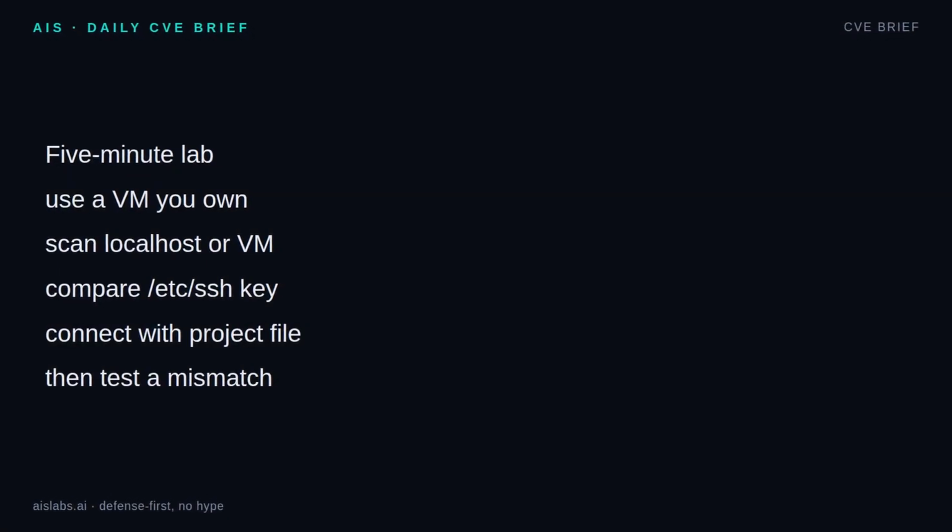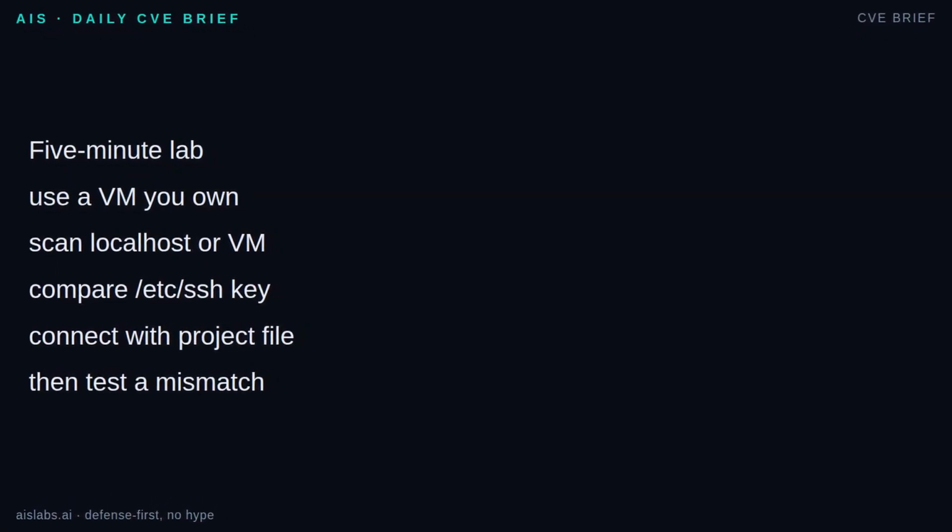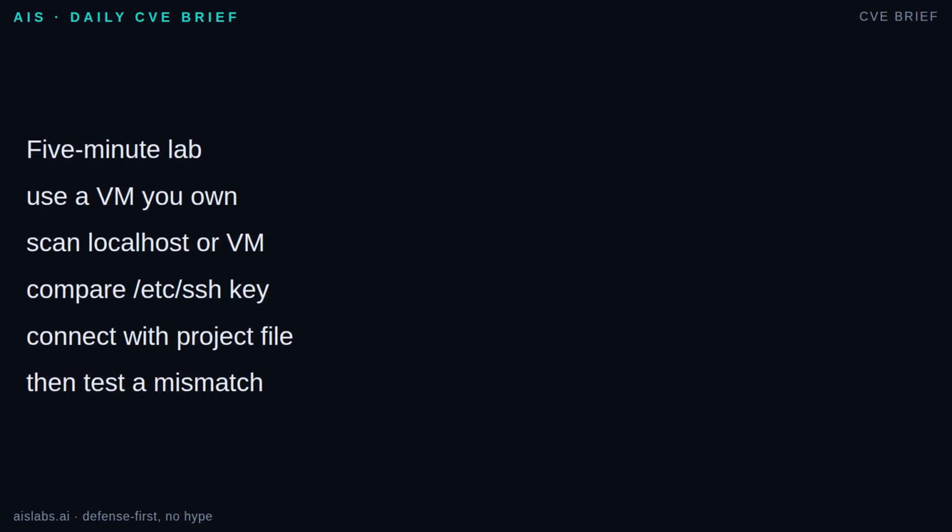Try this on your own machine or a disposable VM. If sshd is running locally, scan localhost. Otherwise, use a lab VM you administer. Put the result in a temporary known hosts file and print its fingerprint. On the server side, compare it with the public host key under /etc/ssh, for example, the ed25519 public key. Create a tiny project SSH config using UserKnownHostsFile and StrictHostKeyChecking yes, then connect through that config. Finally, make a copy of the known hosts file and replace the key with a different lab key if you have one. The connection should fail.